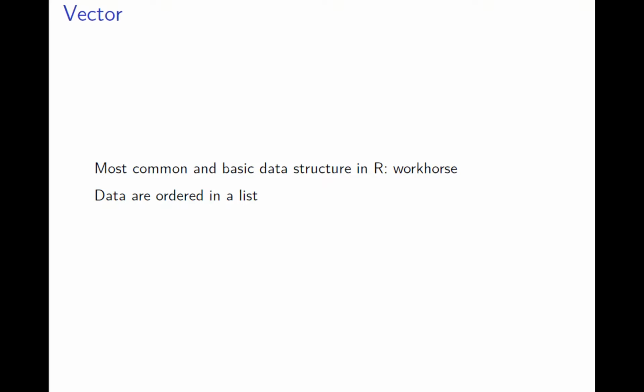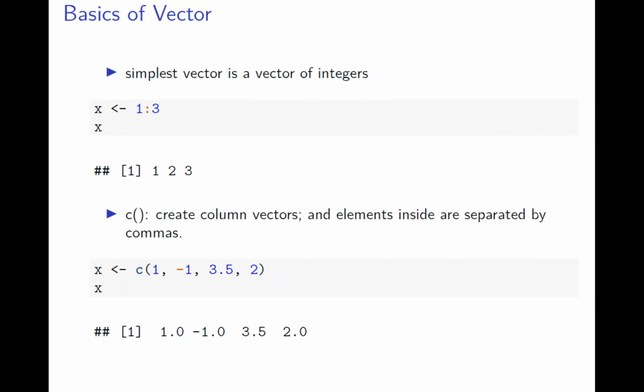Vector. As you said, vector is the most common and basic structure in R, a workhorse. Basically, it is an ordered list of the same type, so either it's an integer or a numeric or character or a factor. Let's focus on vectors of integers, or vectors of numbers. The basic definition is x is assigned 1:3, which is 1 up to 3. This is the easiest way to define an integer vector.